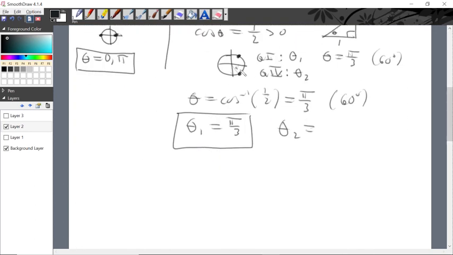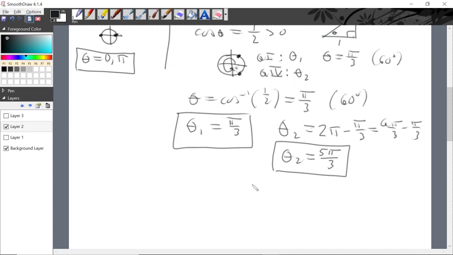So we can find this solution for theta 2, and that can be found by taking 2 pi minus the reference number, which was pi over 3. And 2 pi minus pi over 3, with a common denominator, that would be 6 pi over 3 minus pi over 3. That gives us 5 pi over 3.